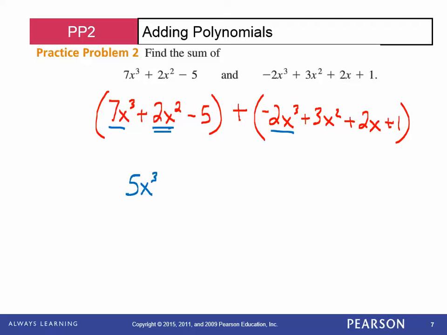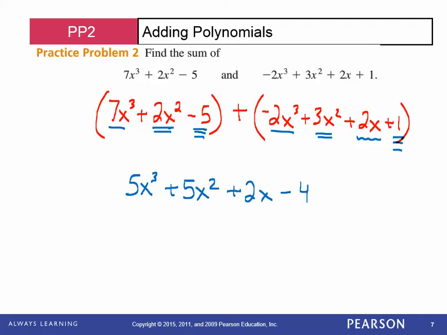Only the x squareds get to be added together here, so 3 and 2 make another 5, so 5x squared. And then the first polynomial doesn't have an x term. The second just has a 2x, so we just write down the 2x as is. And then we call these guys the constant terms, the ones that don't have any variables next to them. -5 and 1 make a -4. And no erasers happening, so that's a good thing. Okay, I do have some pencils here.